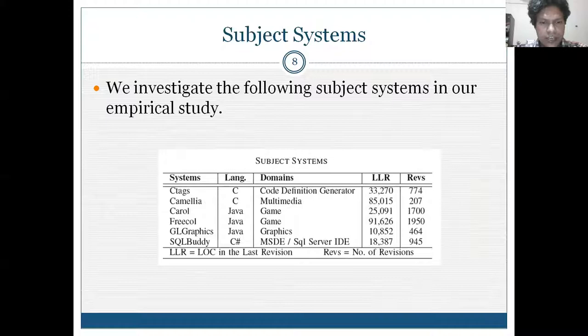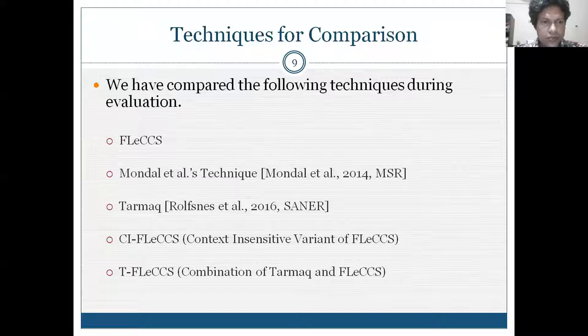We have also compared five techniques. The first one is FLeCCS, which was proposed by us. The second one is proposed by Mondal et al. in 2014. The third one is called Tarmac, which was proposed by Rolfsnes et al. in 2016. This technique detects co-change candidates using evolutionary coupling. The other two techniques, CI-FLeCCS and T-FLeCCS, are two variants of FLeCCS. CI-FLeCCS is the context insensitive variant of FLeCCS, and T-FLeCCS is the combination of Tarmac and FLeCCS.